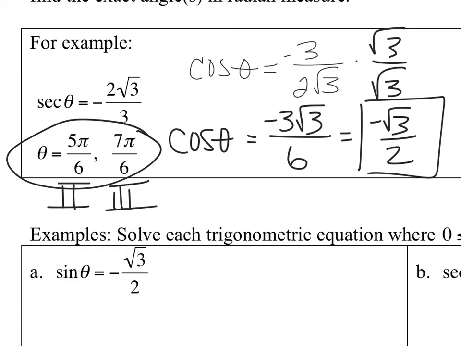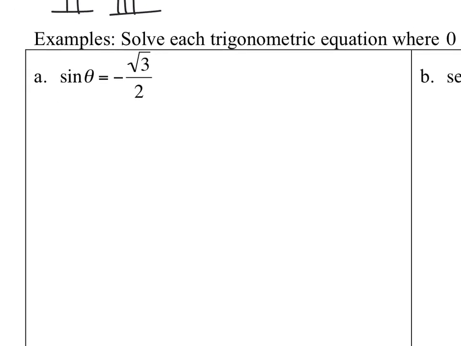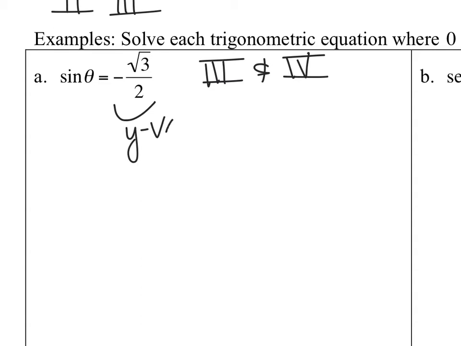So let's start off really simple. We're going to start with sine is negative square root of 3 over 2. No manipulating. First of all, where's sine negative? Sine is your which value? The bottom 2, which is your third and fourth quadrants. So we know we're looking in the third and fourth quadrants, and I need to know where sine equals the square root of 3 over 2. This is the y value. So where does that happen? Look at your unit circle.